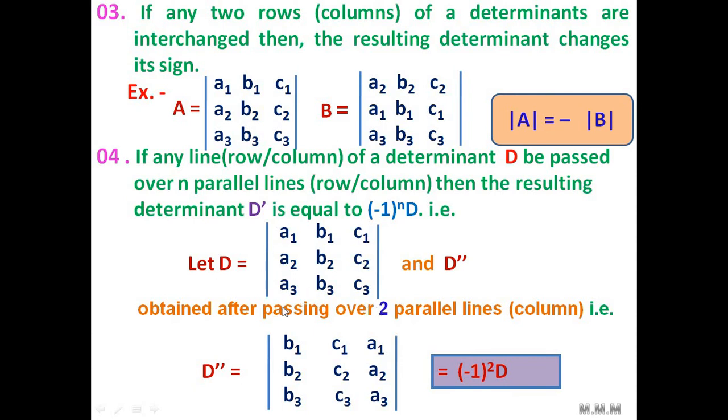So that C1 passing through two parallel lines here after two columns. Then result will be same. That means its two time has been passed. So determinant of D equal to determinant of D double dash. Very easy.